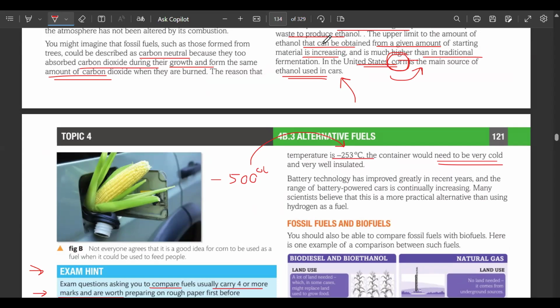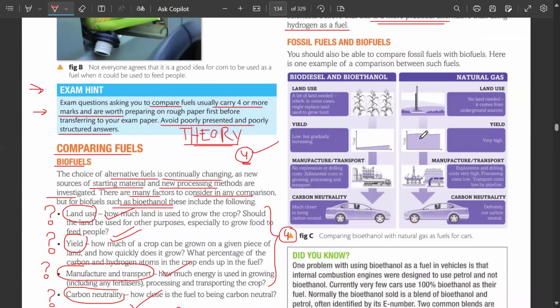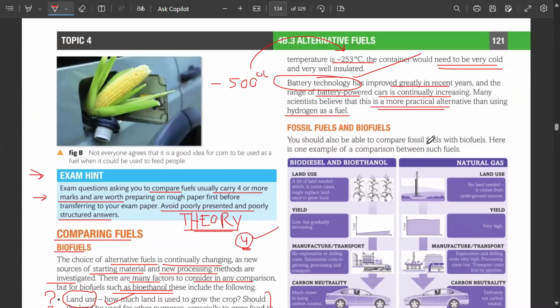Battery technology has improved greatly in recent years, and the range of battery powered cars is continually increasing. Many scientists believe that this is a more practical alternative than using hydrogen as a fuel. तो अब storage, अगर बैटरी आपकी अच्छी है, अगर you are sure that you have very good storage battery, फिर ये hydrogen fuels yes successful हो सकते हैं.